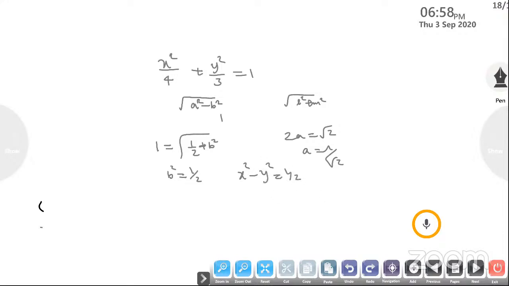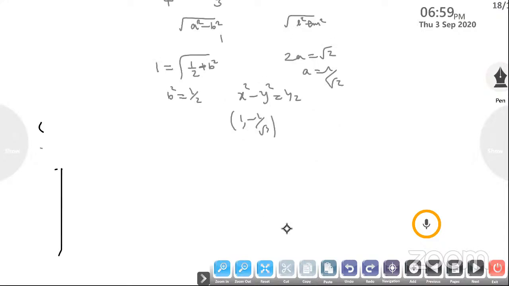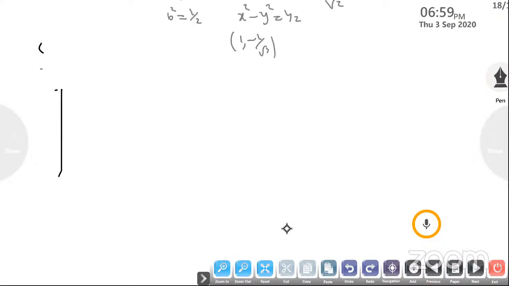Now you ask what the questions are from this. They will ask this question: they give 4 points and ask you to check which one does not lie on this curve. First one is given as (1, minus 1 by root 2). All of us know that 1 minus 1 by 2 is 1 by 2, so this lies on that.